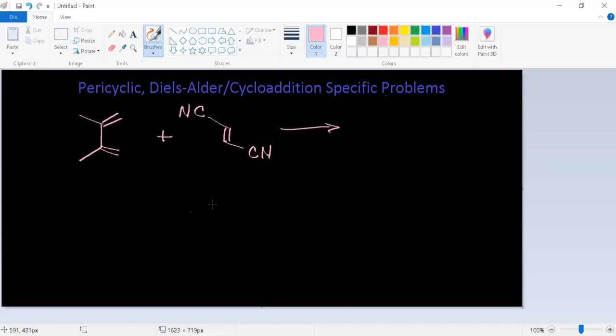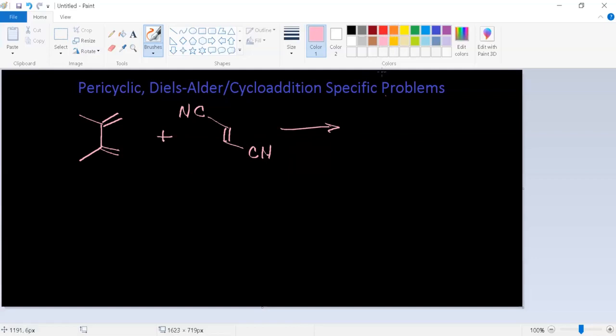So this one is similar in idea to the last problem that we just did, except the substituents that we need to worry about aren't on our diene. This time they're on our dienophile. So that would be these two nitrile groups.